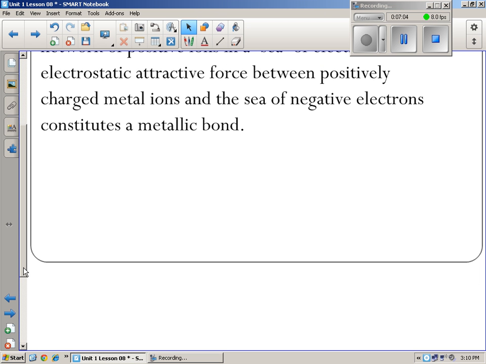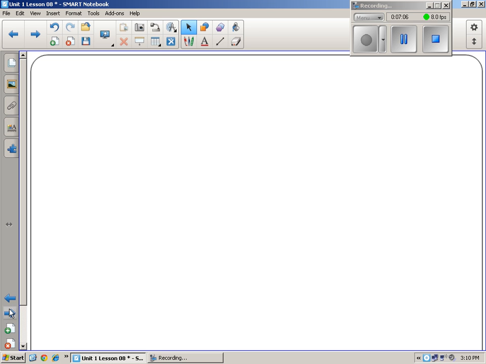Everyone got that one? Okay, so what does this look like? Positives, negatives, yeah. We can do any metal we want, basically. Some are easier than others. You guys have a specific example already in your notes, but we're going to stick to sodium, for example.